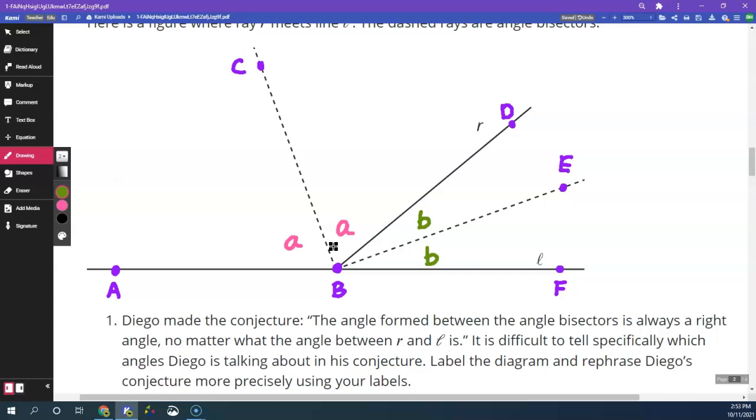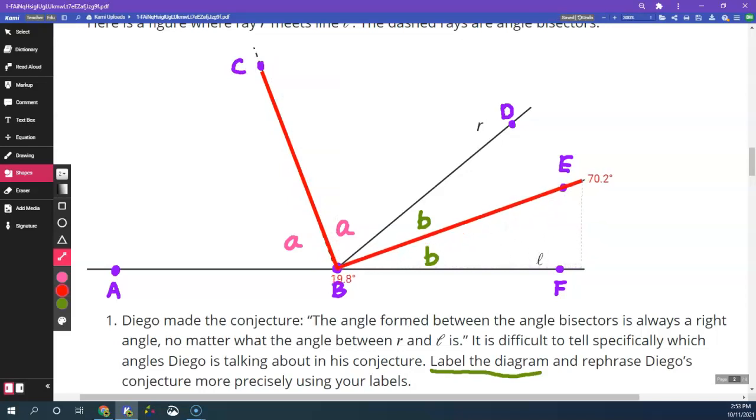Got it? So, and exactly what is it? We've labeled it, so we've got that part down. And then we need to rephrase Diego's conjecture. What is he saying here? Well, if these are the same and these are the same, mathematically, what is he saying? And we already kind of highlighted this earlier up here. You can write it out as such.